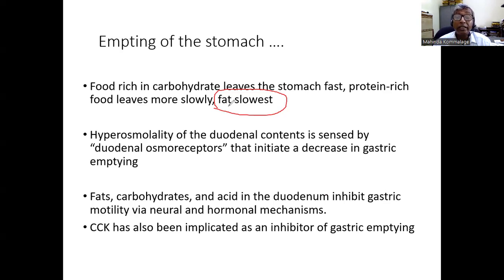So probably you have experienced that, because emptying of the stomach is slowest with fat-content food, right?